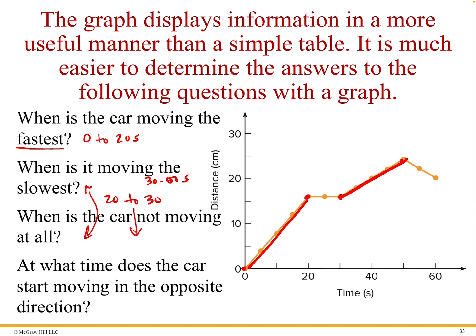And at what time does the car start to move in the opposite direction? Well, the slope is negative from 50 seconds here to 60 seconds. So that would imply that the velocity is negative, at those points right there, 50 to 60 seconds.